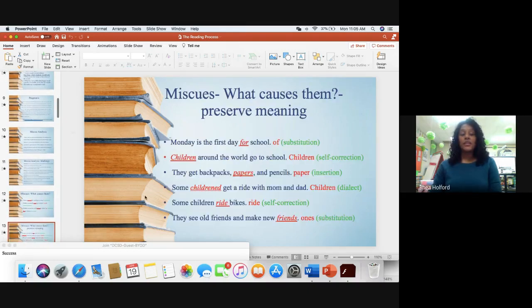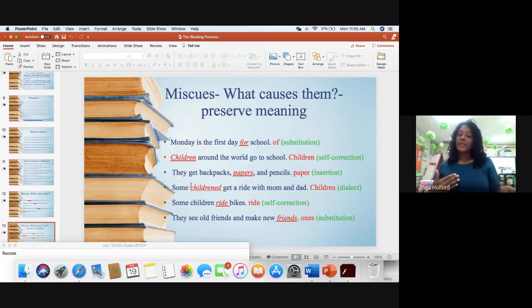Now with these miscues, these are miscues that preserve meaning. So, Monday is the first day for school. She substituted and put the word for instead of. Also, children around the word go to school, Leticia self-corrected herself. It did not change the meaning of the sentence.